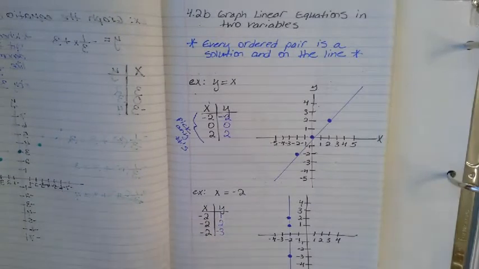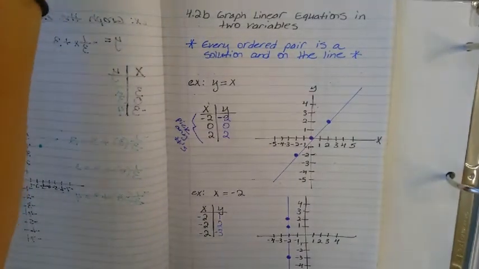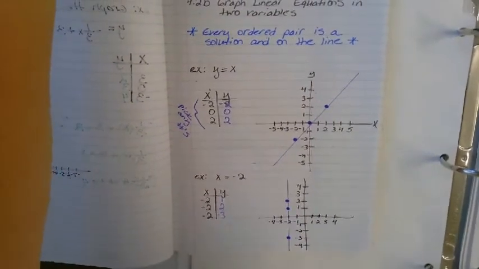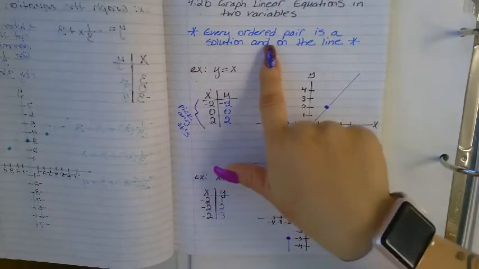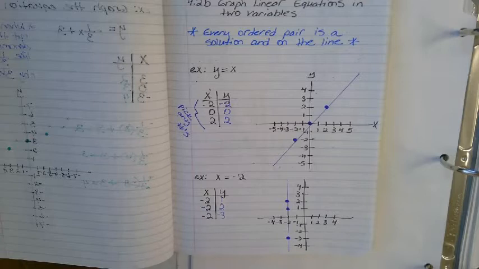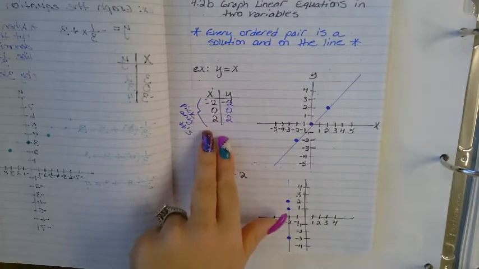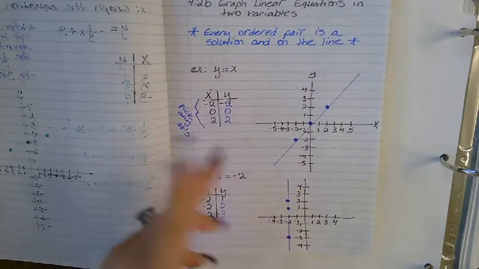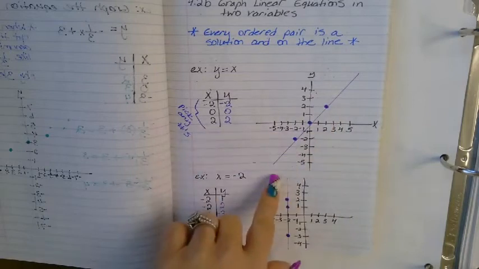4.2b. We're still graphing linear equations in two variables. And I just wanted to write this again. I know we wrote it last time. Every ordered pair is a solution on the line that we're making. So these are our ordered pairs here. If I wanted to make up 3 more, they should be on that line also, okay?